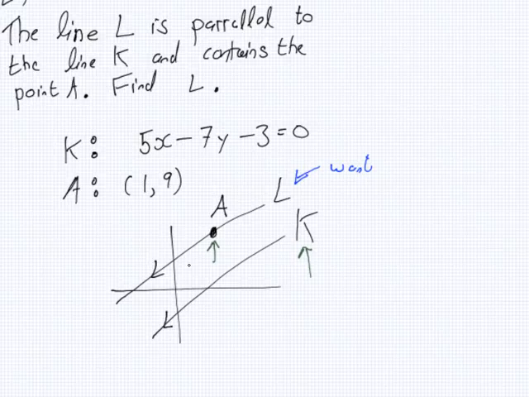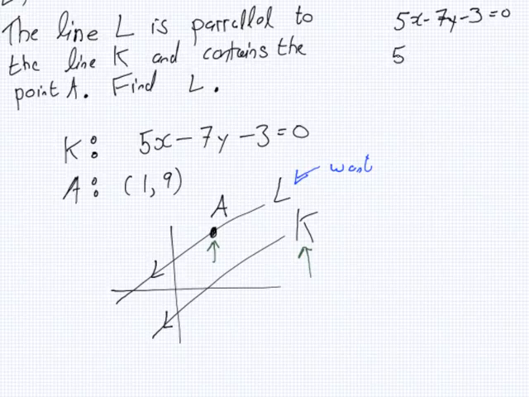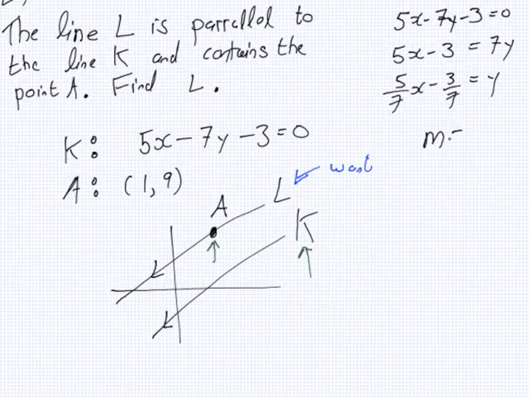So, the first thing I should do, well, maybe someone can tell me, what should I do first? Make y the subject. Make y the subject in this equation. So we have 5x minus 7y minus 3 equals 0. So that means 5x minus 3 equals 7y. So 5 over 7x minus 3 over 7 equals y. So clearly m is 5 over 7.